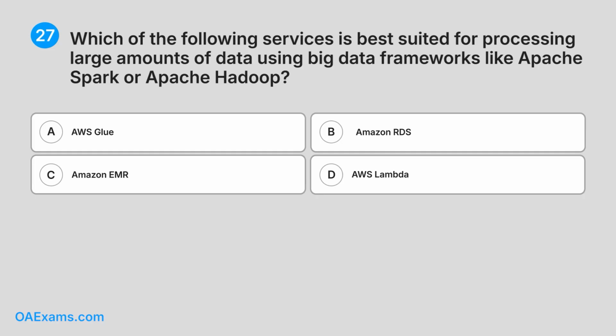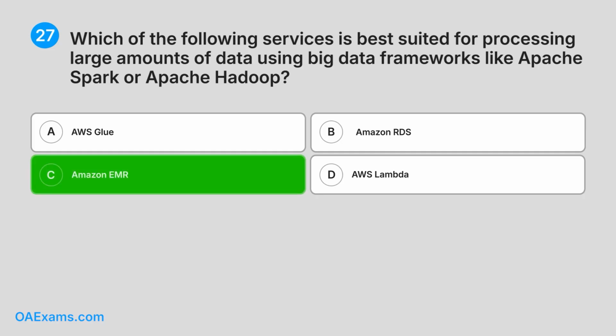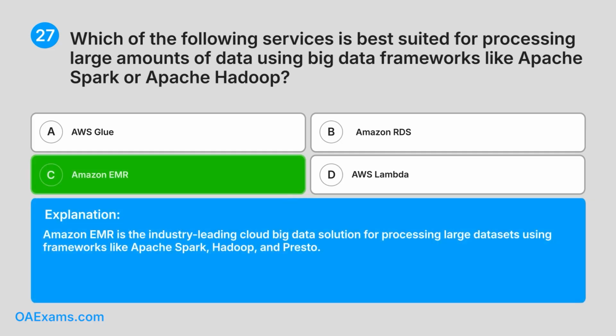Correct answer C. Explanation. Amazon EMR is the industry-leading cloud big data solution for processing large datasets using frameworks like Apache Spark, Hadoop, and Presto.